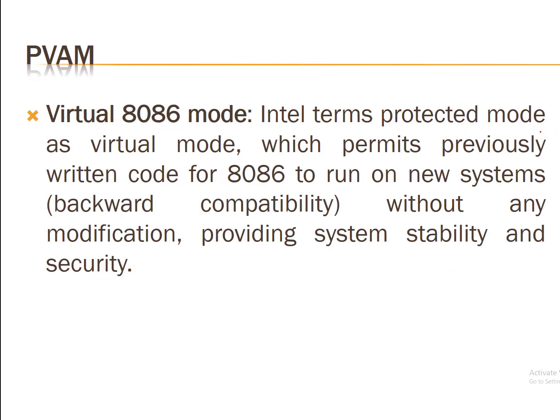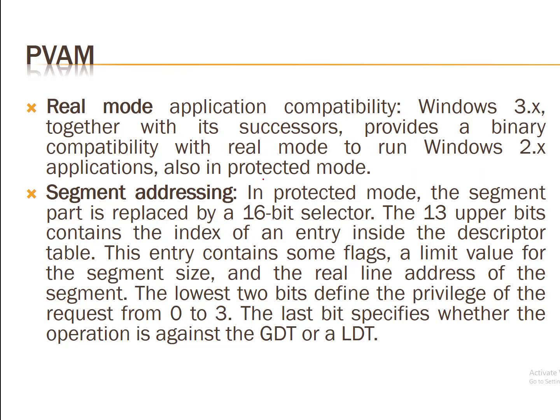Virtual 8086 mode. In this mode, 80286 guarantees that code written for 8086 will run on 80286. For real mode application compatibility, Windows 3.x together with its successors provides binary compatibility with real mode to run Windows 2.x applications. So it is a backward compatibility of Windows versions.